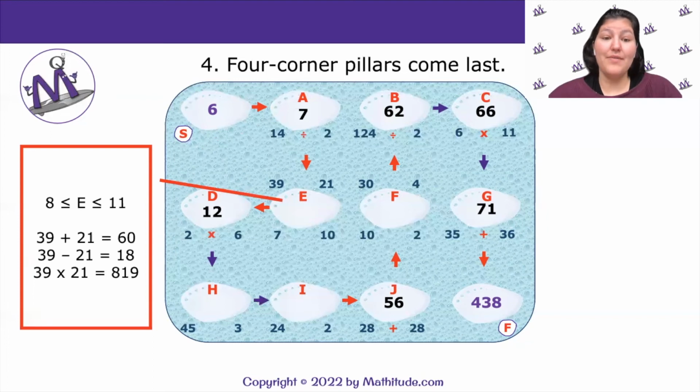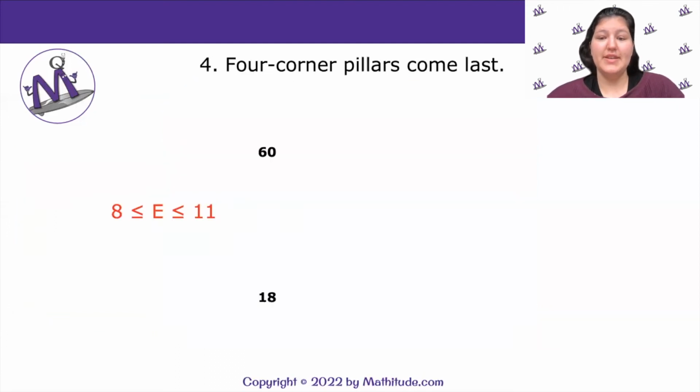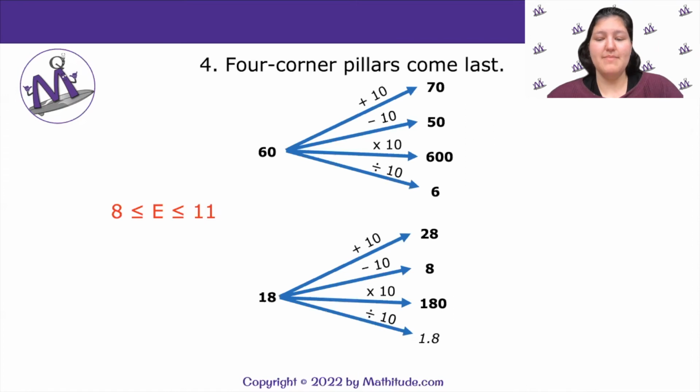We can tell right off the bat that the first operation is likely addition or subtraction, since multiplication gives us a number that's relatively far from our target range of 8 to 11. So let's consider 60 and 18 as our possible results from the first operation. 10 is the next number on the pillar, so what operations can we perform with 10? Some of these results we can immediately disregard. 1.8 isn't a whole number, so that's not going to work. Others are too far from our target range to get it there in one operation.